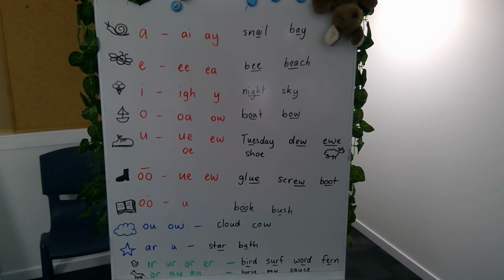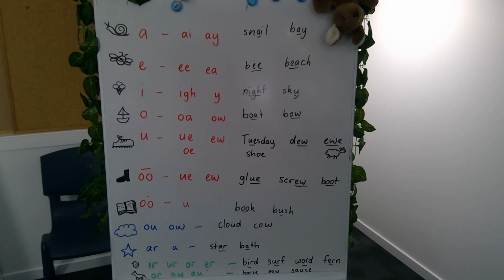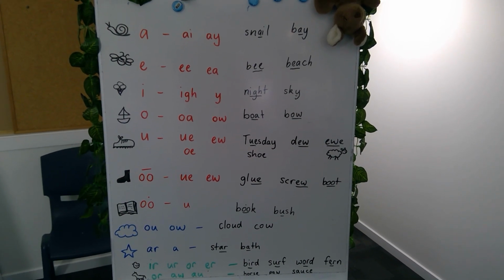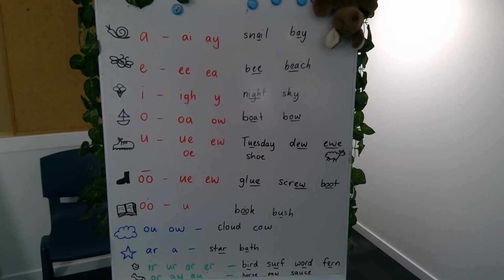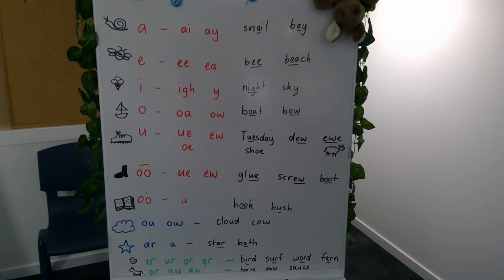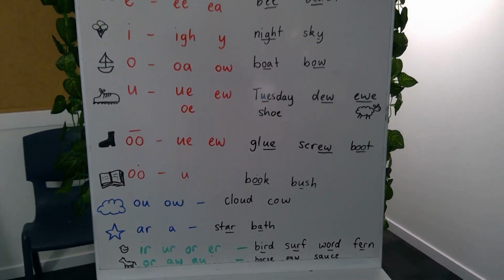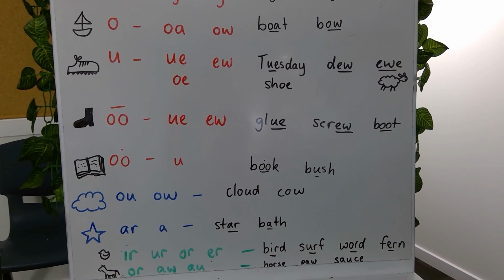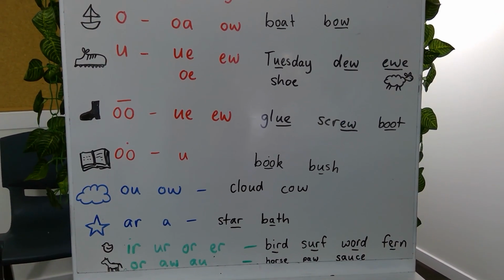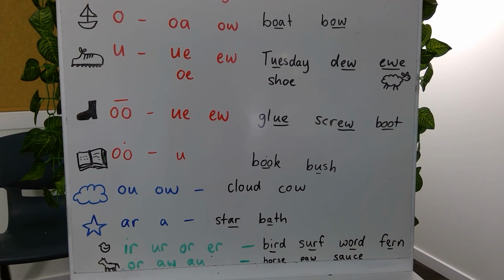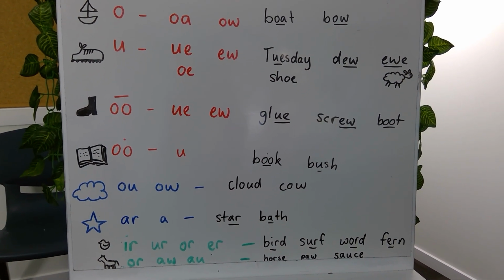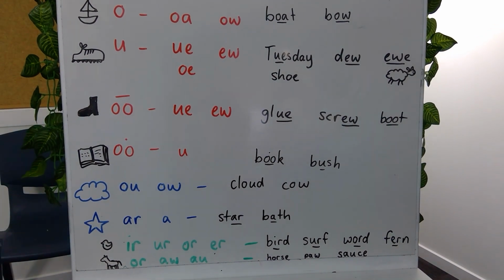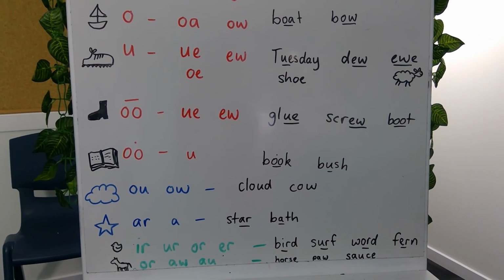Now, very close to that sound is the U sound as in boot. So we had U and U. Notice it's the same combination, U-E and E-W. Have a look, we've got screw and glue and boot. All right, now sometimes double O has a short sound like U, as in book. And U on its own can also say U, as in bush.